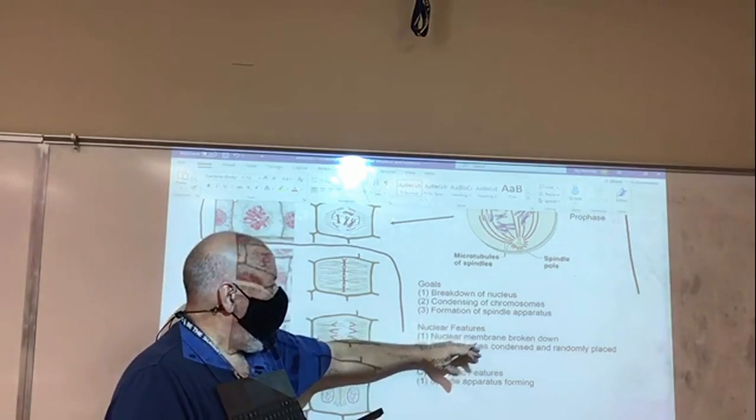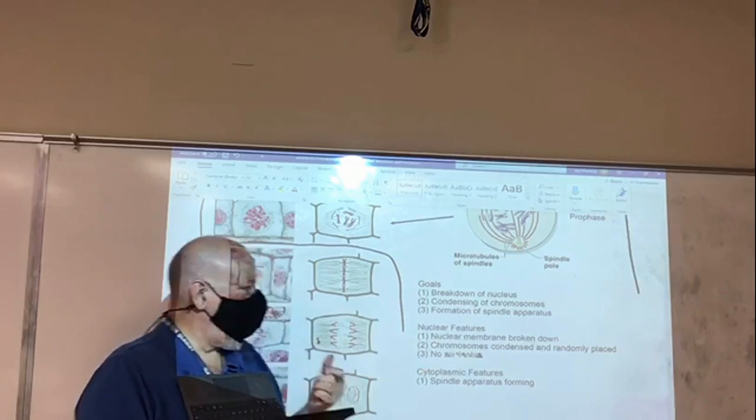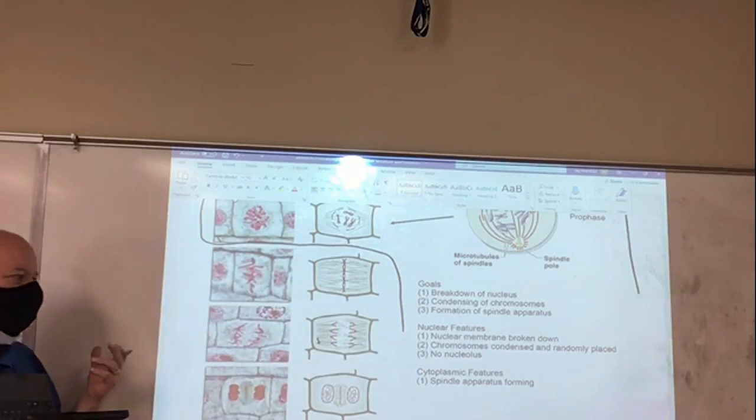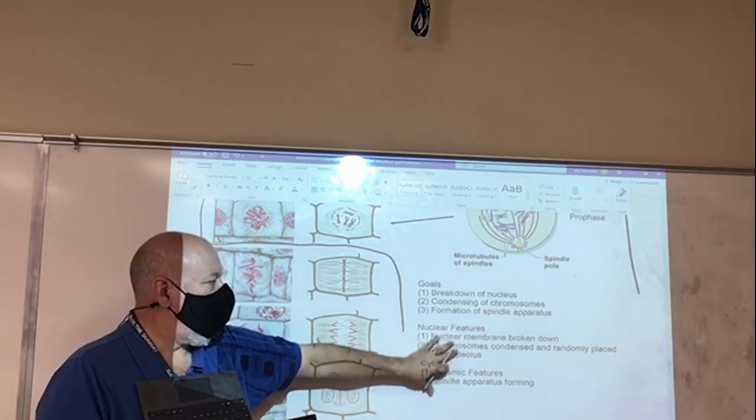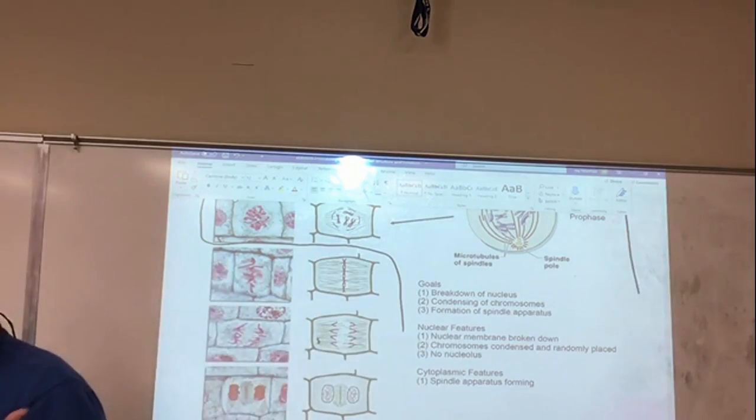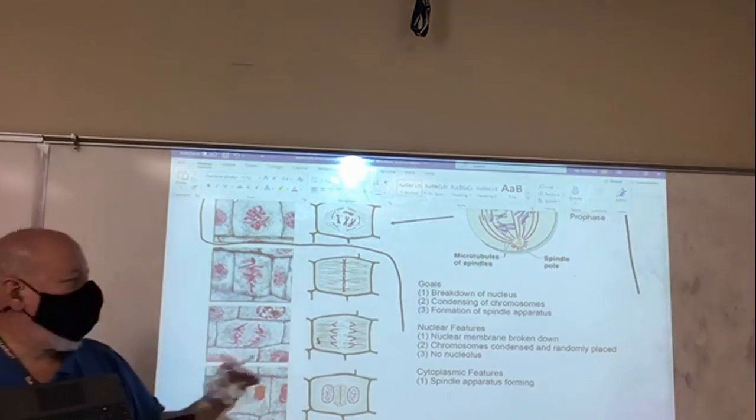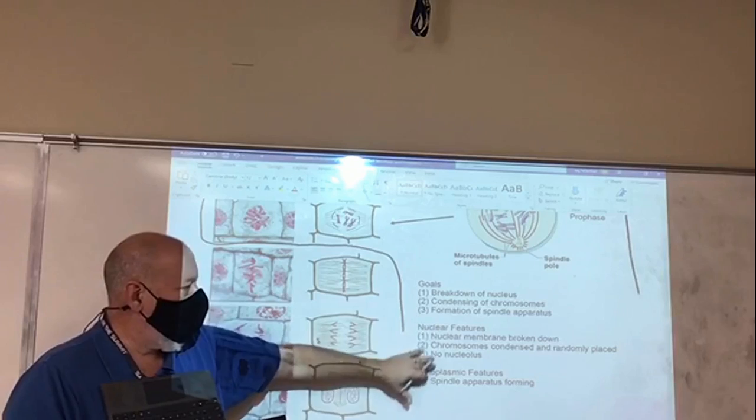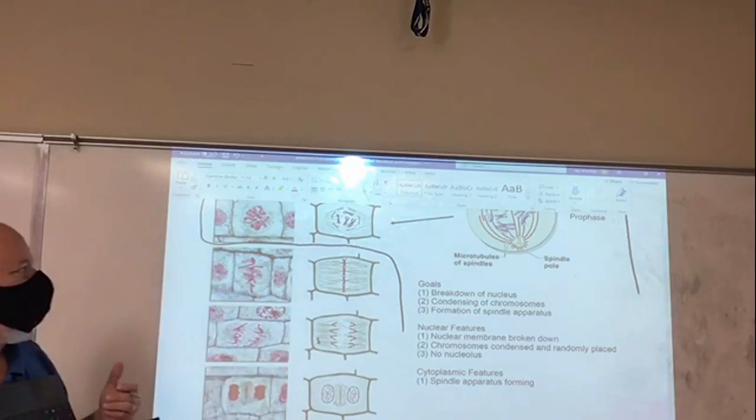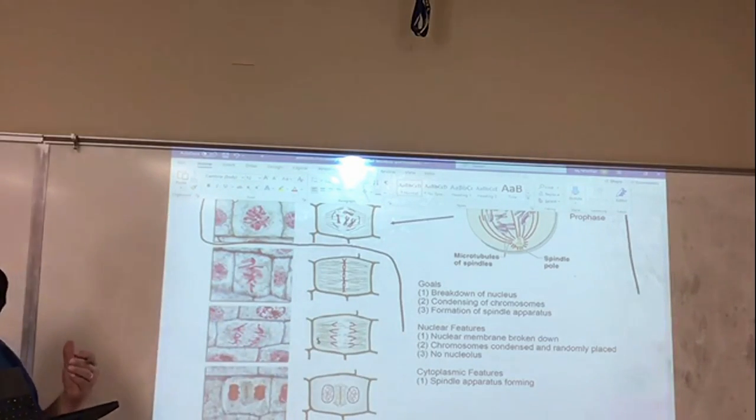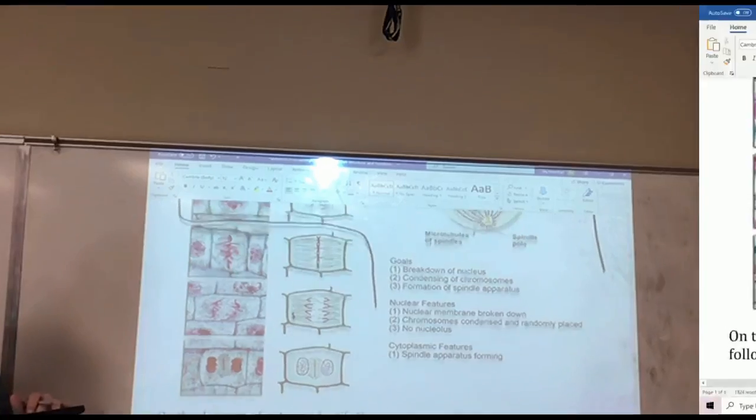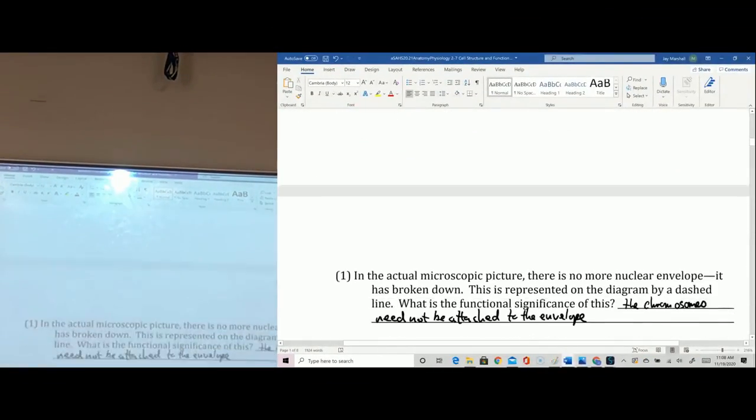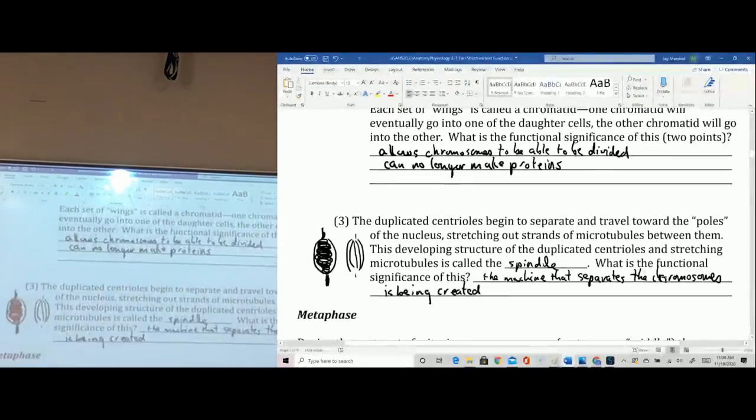Okay? I need to have my chromosomes condensed so that I can separate them. And then I need to create the machine that's going to separate them. So just by knowing what's happening, I don't need to memorize what's going on in the nucleus. I just know what's going on in the nucleus, because that's what has to happen in order for me to get ready. So that's the beginning phase, or the before phase.